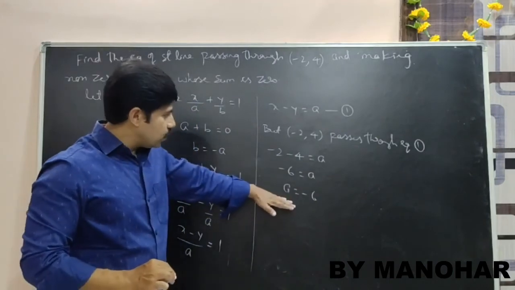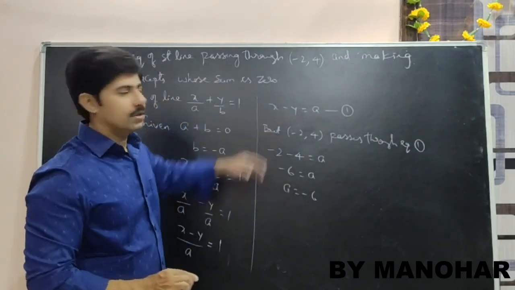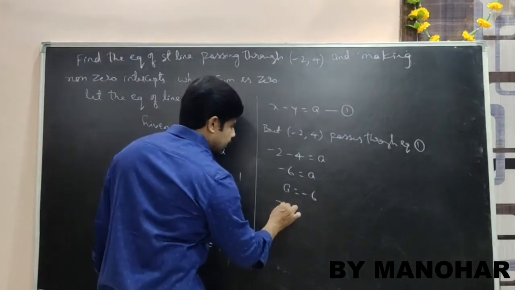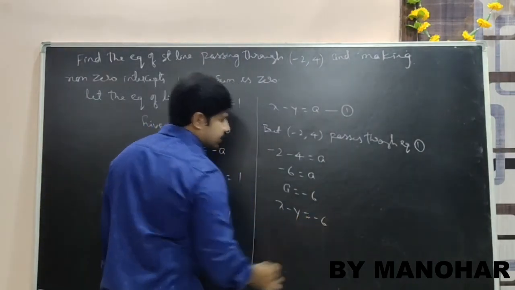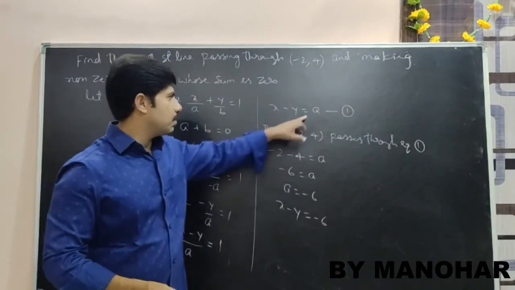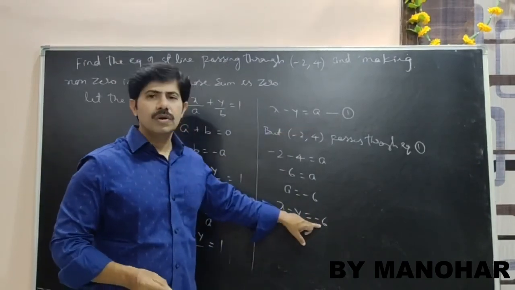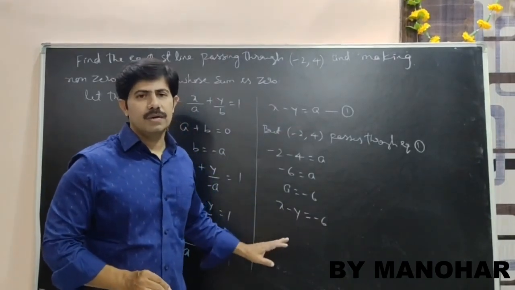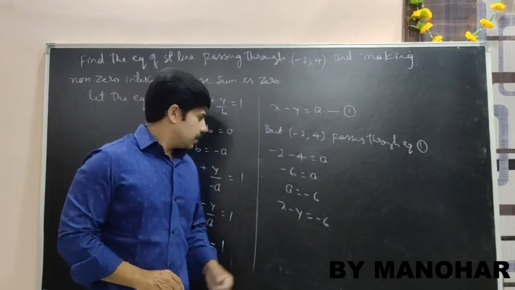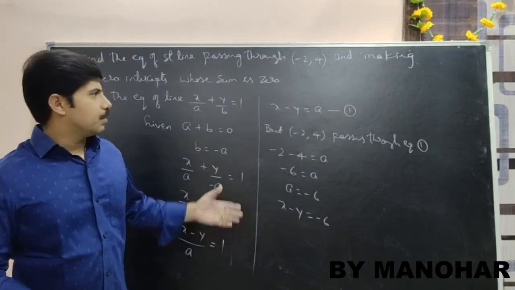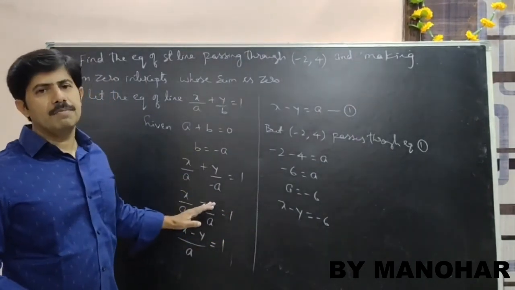After getting a value, I will substitute back in this equation. So that is x minus y is equal to minus 6. Okay, so I am substituting back a. X minus y is equal to minus 6 is the required equation of line. See, this problem is completed. So practice these problems. These are very important problems.